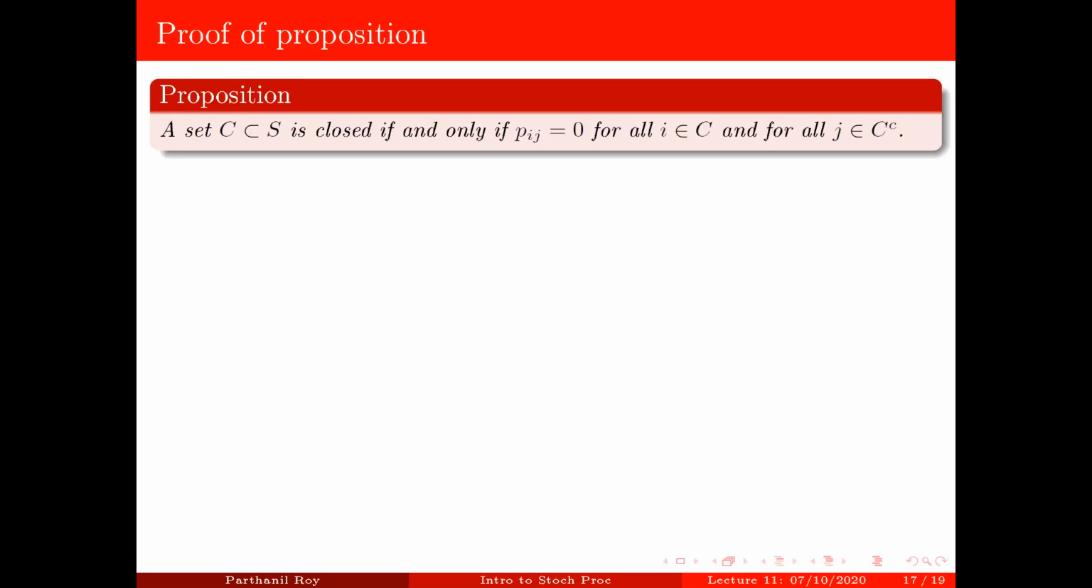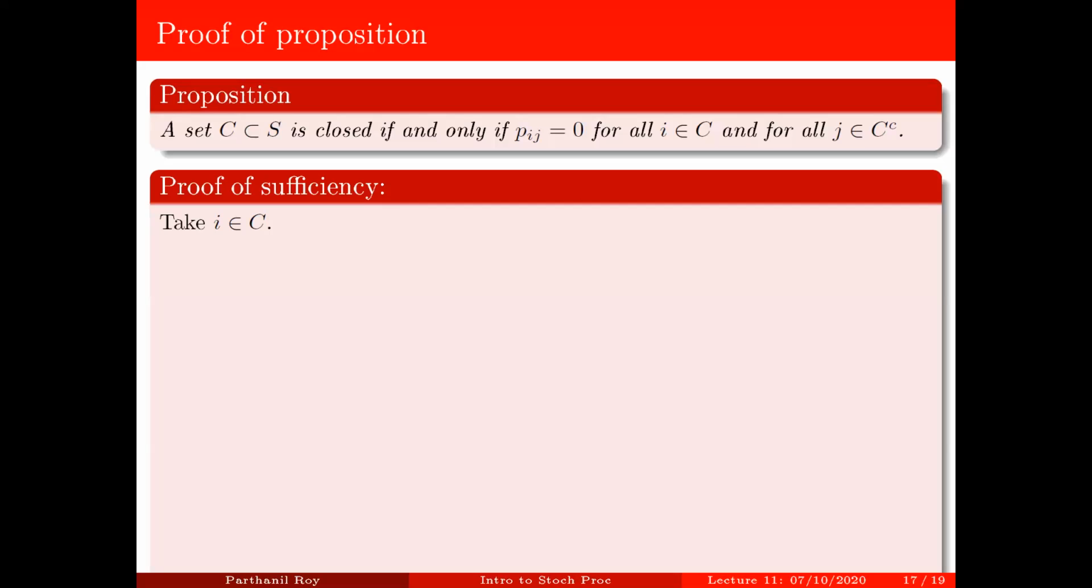Now let's prove the sufficiency, namely the if part. So let's assume that for all i in C and for all j in C complement, Pij is equal to 0. You have to show that C is closed. Take i in C.